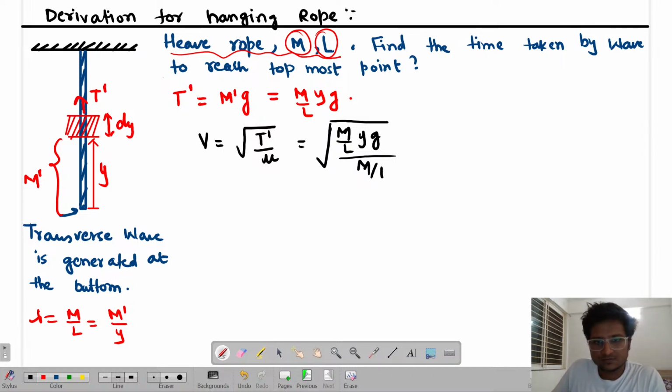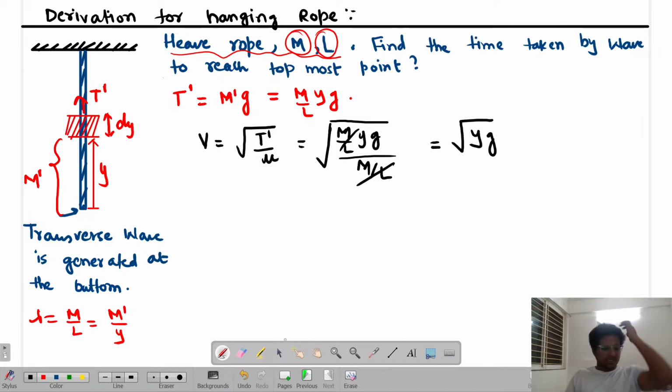Yes. So look over here, this and this got cancelled and this velocity is equal to root under yg. You see that this velocity is what? Variable. How is the velocity? It means here the velocity is 0, because y is 0. As y is increasing, velocity is becoming maximum. So that means time will also be variable. Are you able to get me or not?